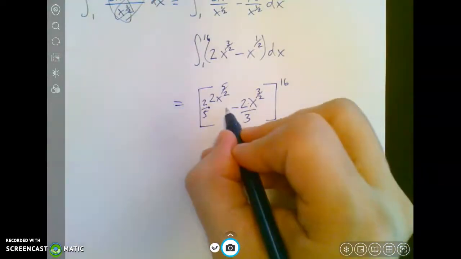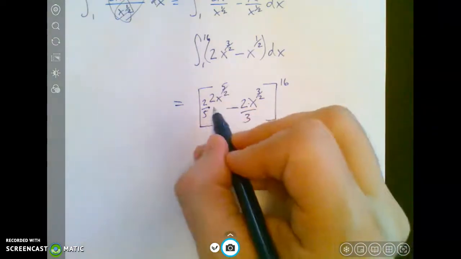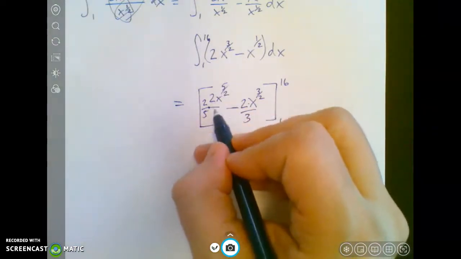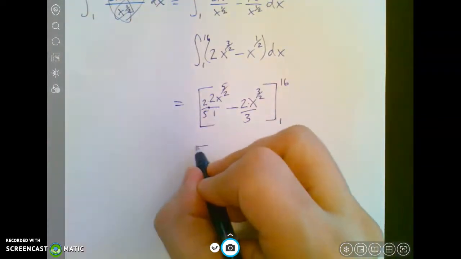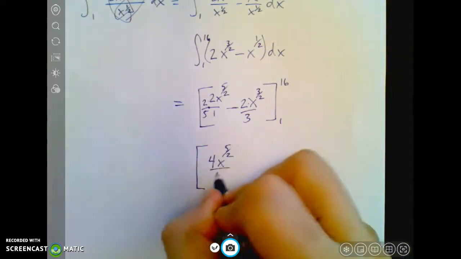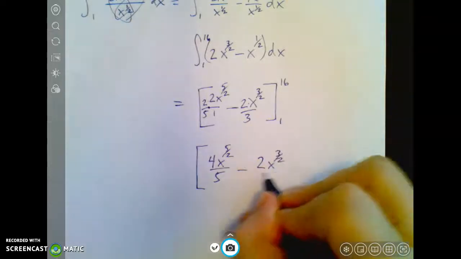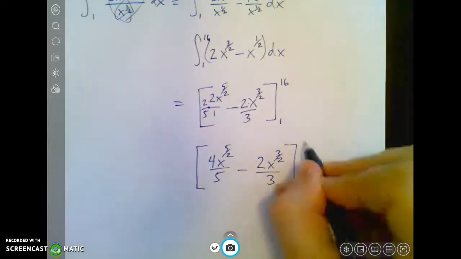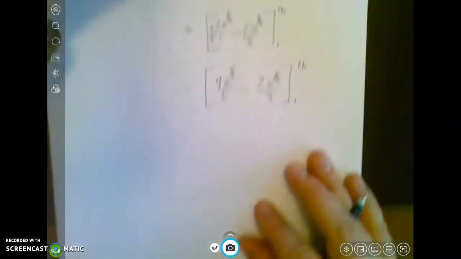Cool. Now, it splits into two. Maybe I'll clean this up because this bothers some people. Remember, this is over 1. So if I multiply those, I'll have 4x to the 5/2 over 5 minus 2x to the 3/2 over 3, evaluated from 1 to 16. Whew, this is a longer problem. Now it finally splits up.